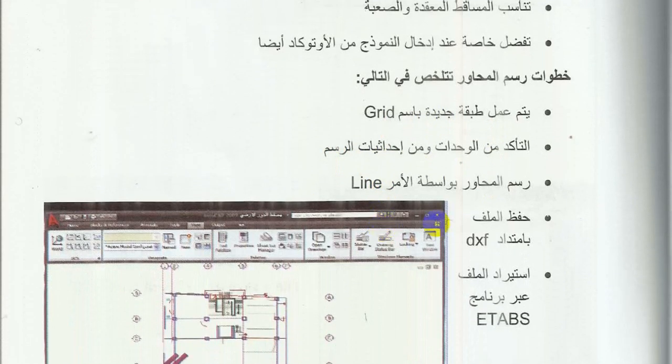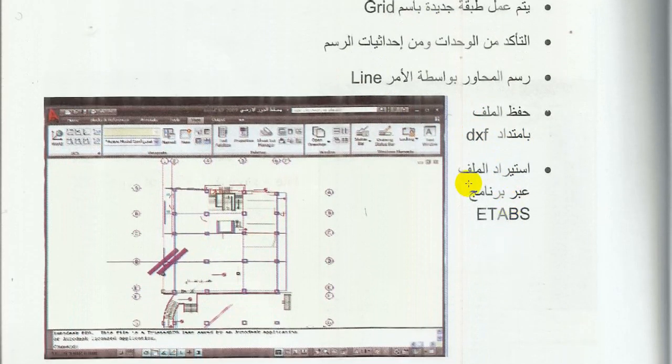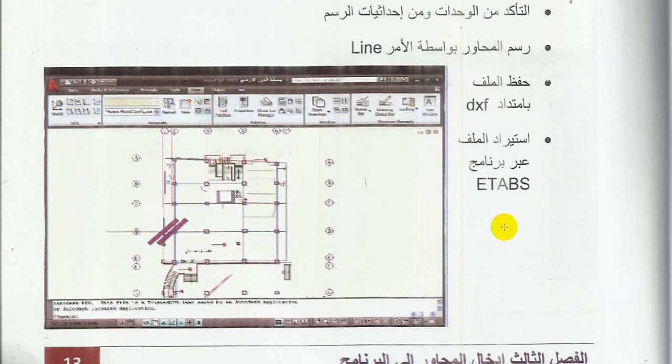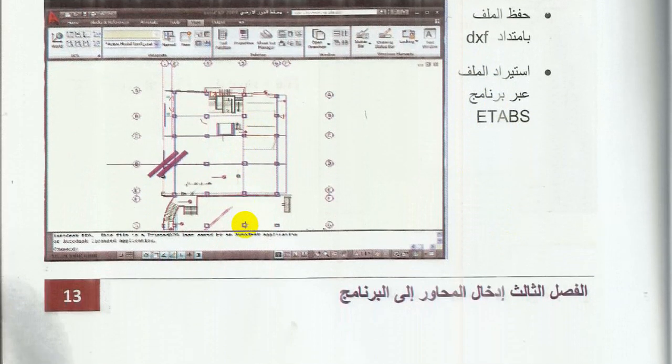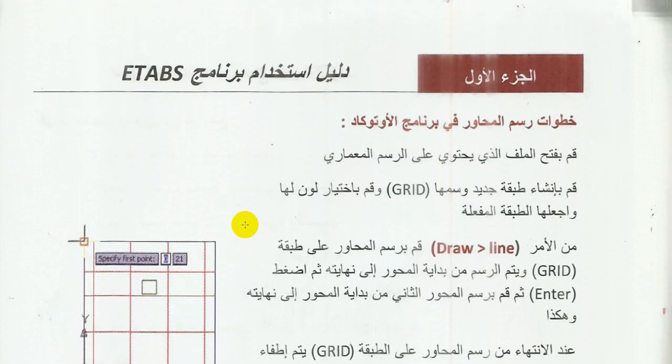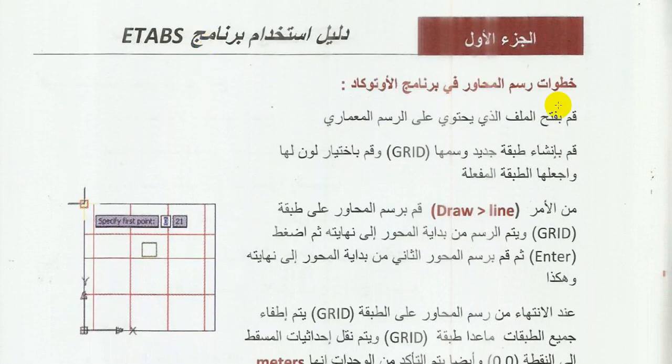The steps to draw the axes can be summarized as follows. A new layer named grid will be formed. Make sure of the units and the graph coordinates. Draw the axes by the line command. Save the file with the extension DXF. Import the file through the ETABS software. As you can see in front, the entire summarization will be applied exactly as the book stipulates.